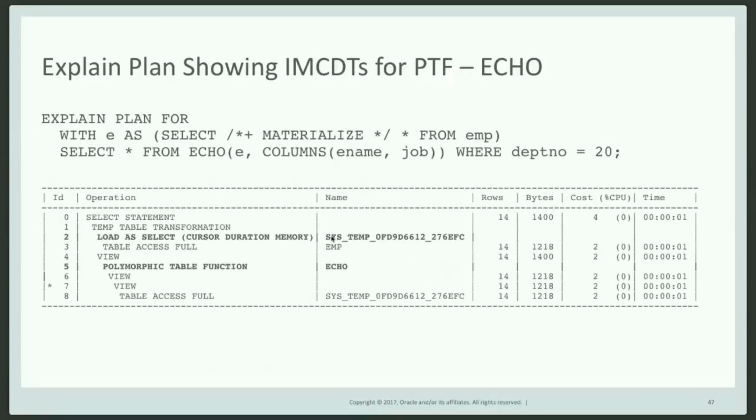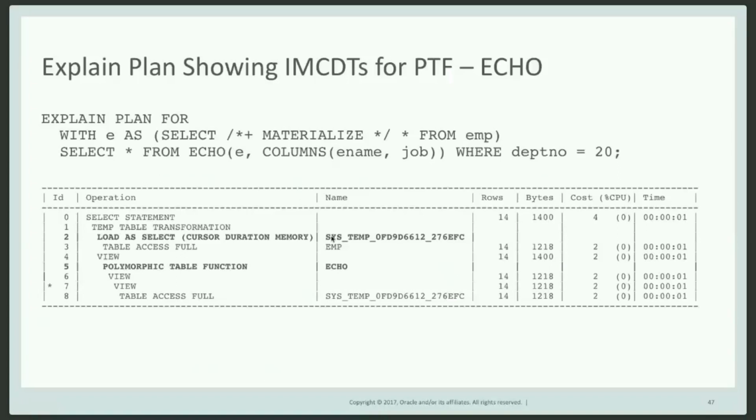One of the features that we added in 12.2 for improving reusability is in-memory cursor duration temp tables. If we're going to reuse results across a number of different operations, we will use an in-memory table to materialize those results to make access for reusability much, much faster.